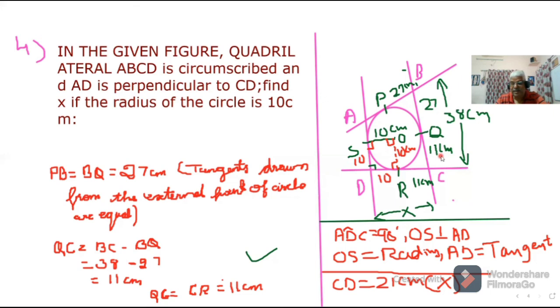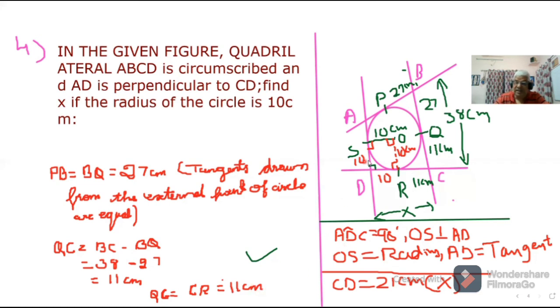Second. Now, the third stage begins. C is the external point. CR and CQ are the tangents. Therefore, CQ is 11 centimeters and RC is also equal to 11 centimeters because the tangents drawn from the external point are equal. Now, we got this RC measurement as 11 centimeters.